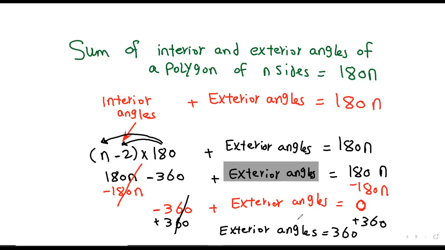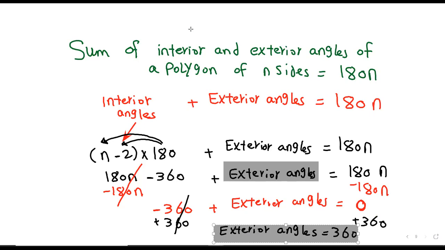The sum of exterior angles of any polygon equals what? Equals 360 degrees. So you might be asked to prove that the sum of exterior angles of any polygon of n sides equals 360.